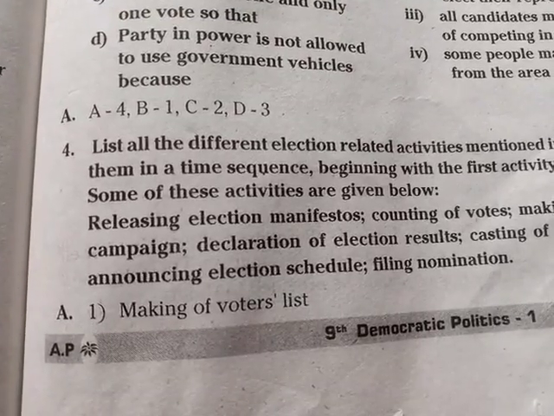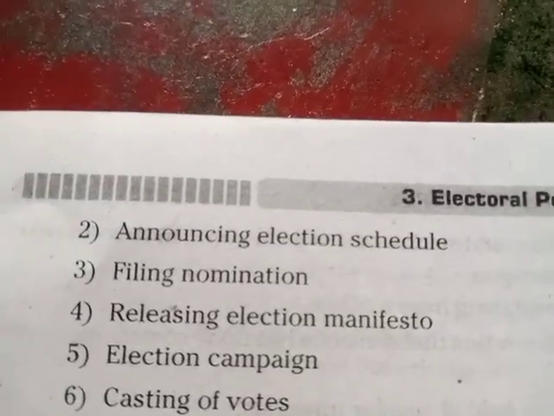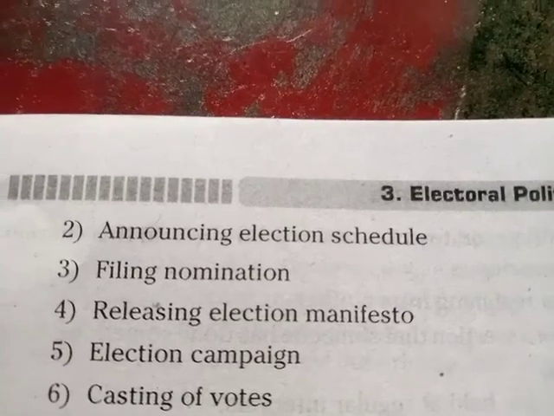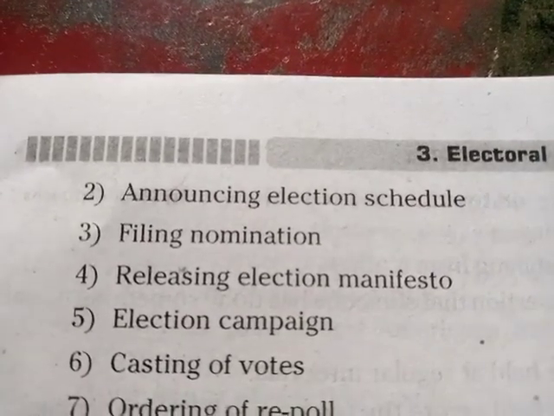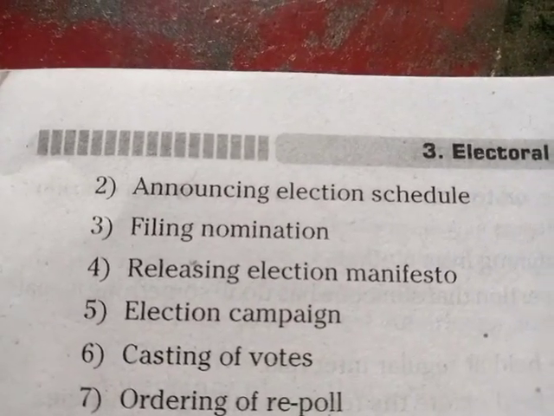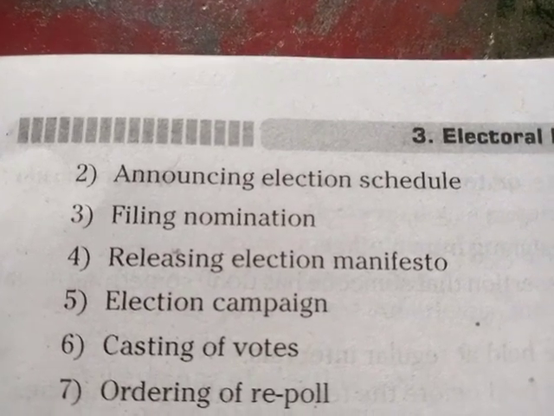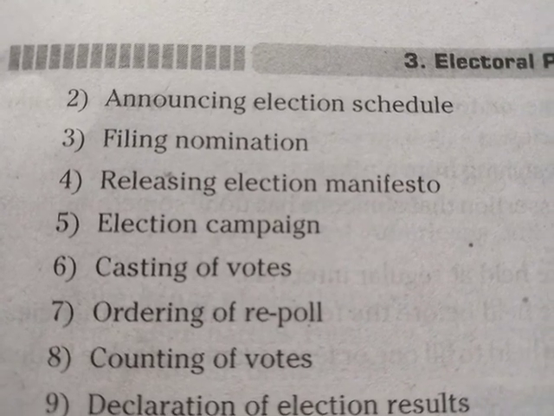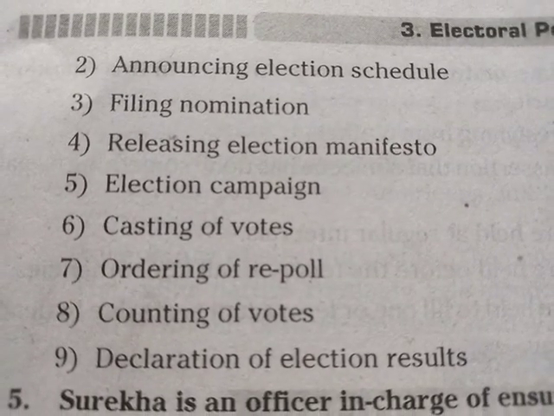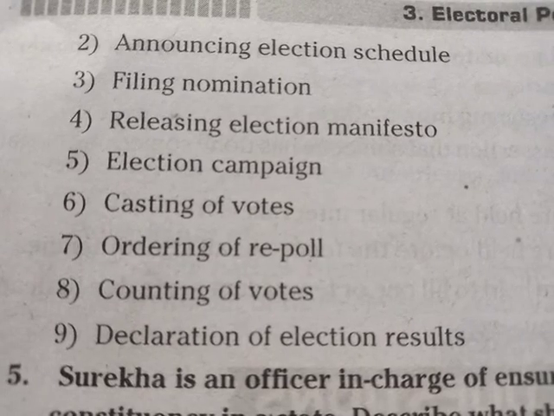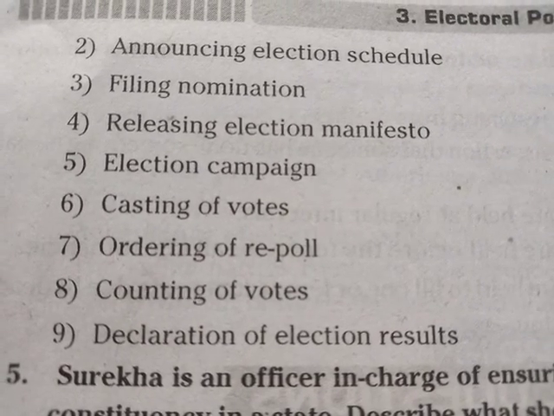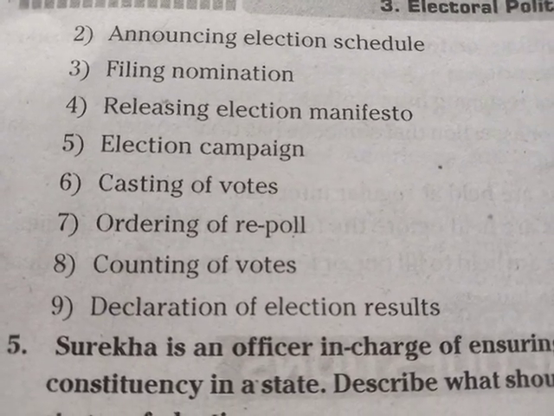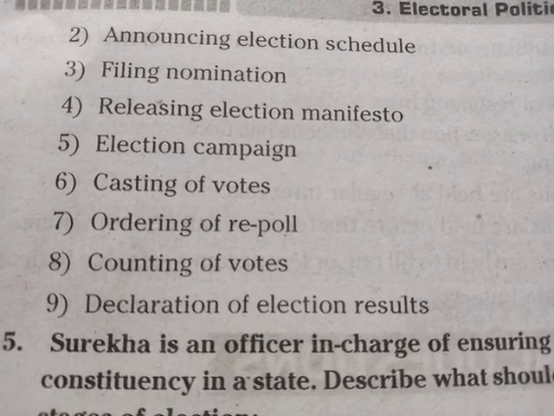Answer 1. Making of voters list. 2. Announcing election schedule. 3. Filling nomination. 4. Releasing election manifesto. 5. Election campaign. 6. Casting of votes. 7. Ordering of repoll. 8. Counting of votes. 9. Declaration of election results.